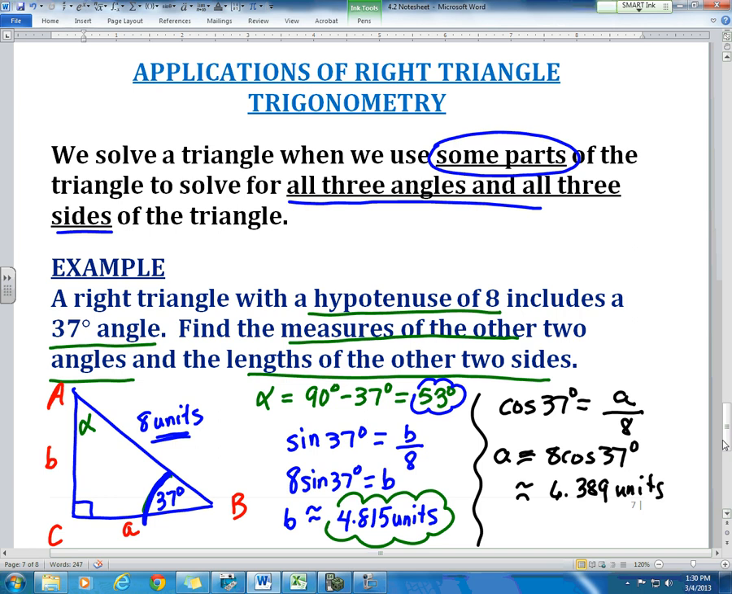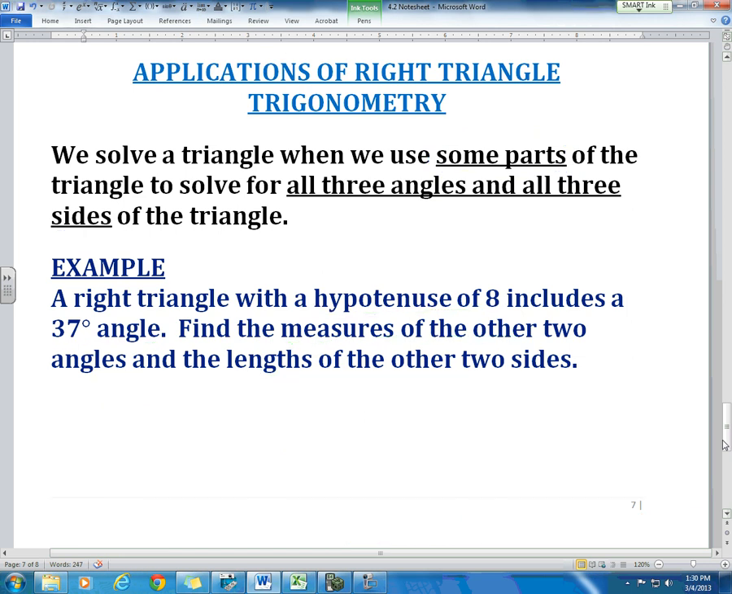So given this math that's on the screen here, we now know that angle A is 53 degrees. We know angle C was 90 degrees to begin with. We know that B is 4.815 units, and we know that A is 6.389 units. So that's the idea of solving for a triangle. You just have to match up what trig ratio, which trig function would suit the information that's given to you in the problem. Not too tough, just a little bit of thought at the beginning.